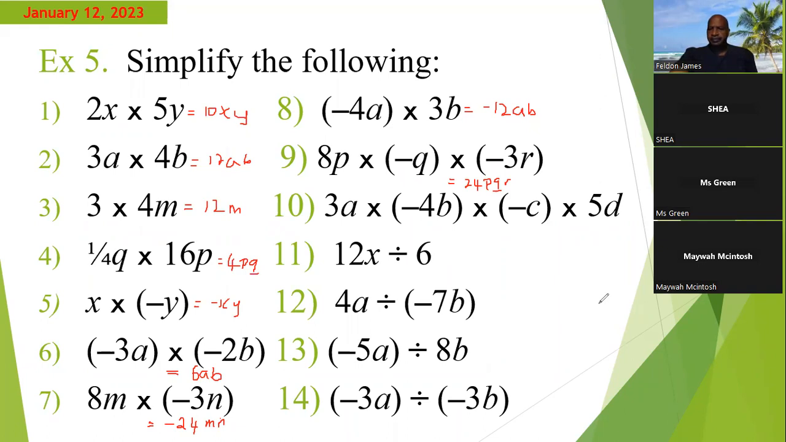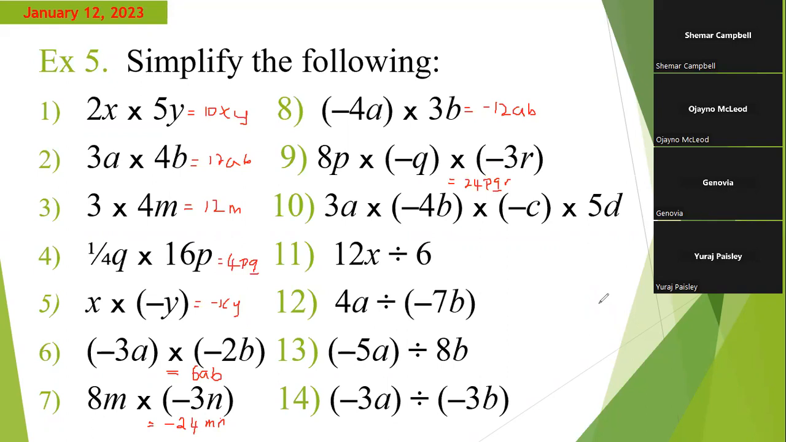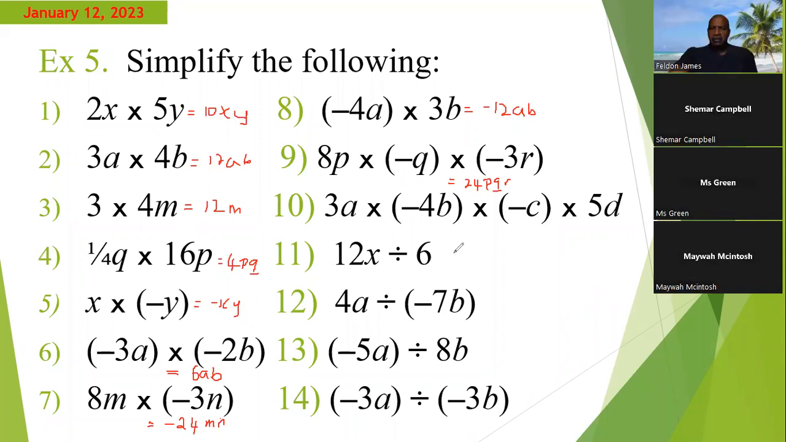Question 10. Sir, I got positive 60 ABCD. All right, Mr. Shamar, what is it? Question 10? Yes, sir. I got positive 60 ABCD. Correct. Positive 60 ABCD. Okay. So the answer is positive 60 ABCD.